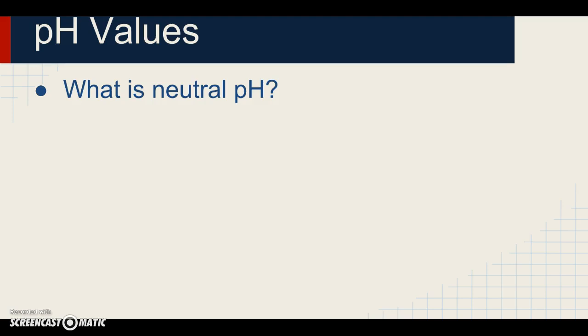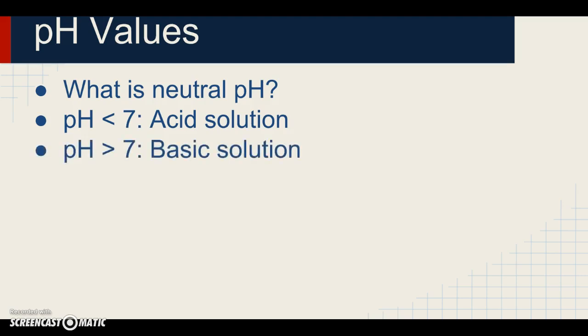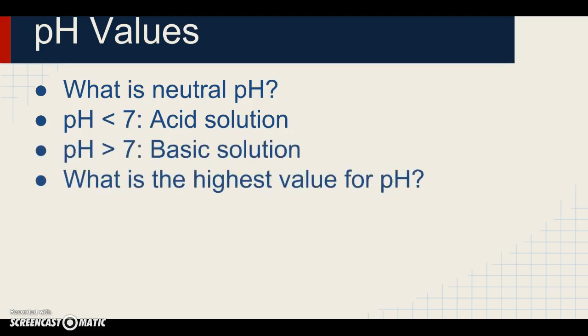You'll get a negative 7. Remember, we've got to make that positive, and so we'll get 7. Neutral pH at room temperature is 7. If the pH is less than 7, we're going to have an acidic solution. If it's more than 7, we'll have a basic solution.